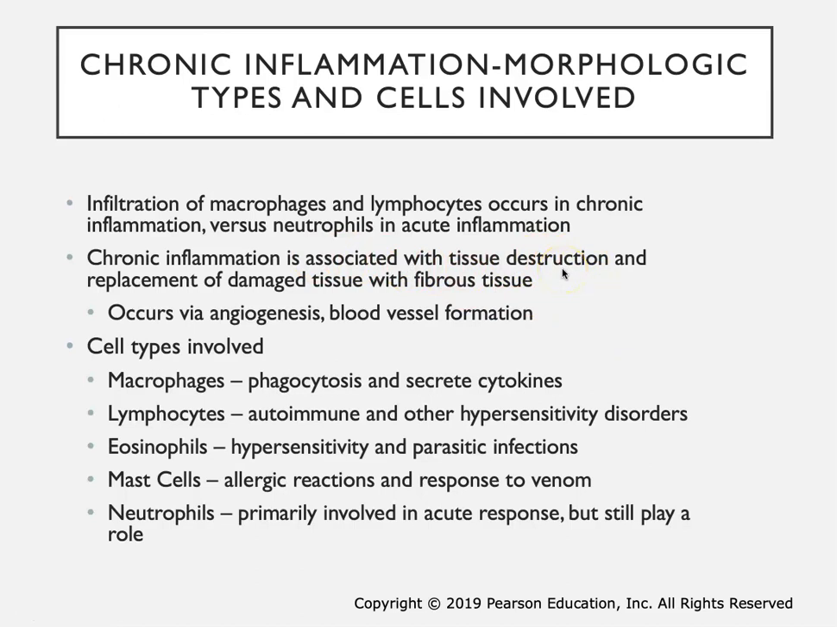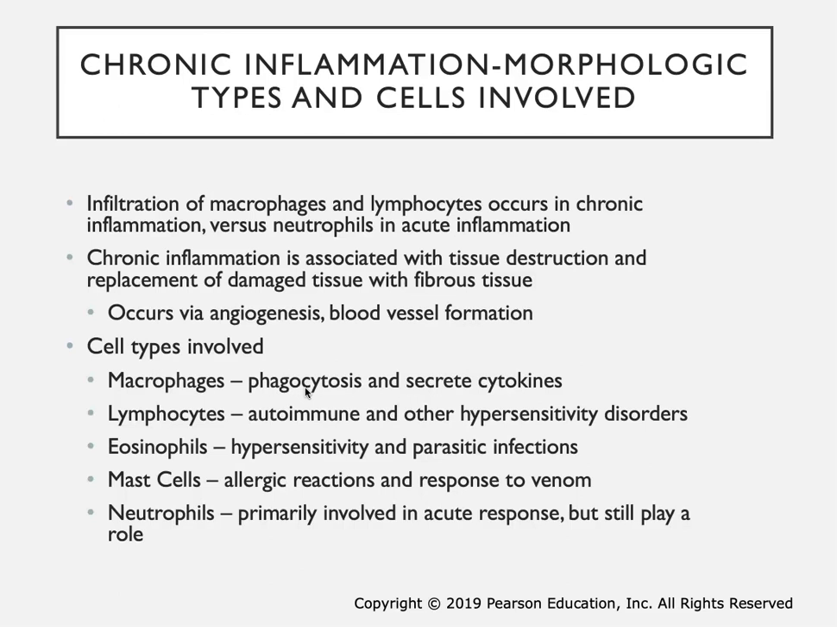In terms of the cells involved, that's one thing I want you to be aware of here, some main functions of these different types of white blood cells, okay? Macrophages, like I said, always think about phagocytosis. They also will secrete cytokines. Phagocytosis is engulfing some foreign material, like a bacteria. Lymphocytes will be involved in autoimmune and other hypersensitivity disorders.